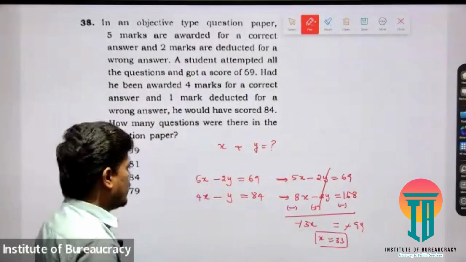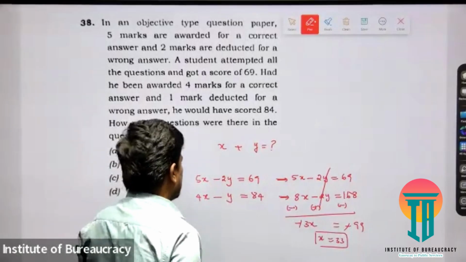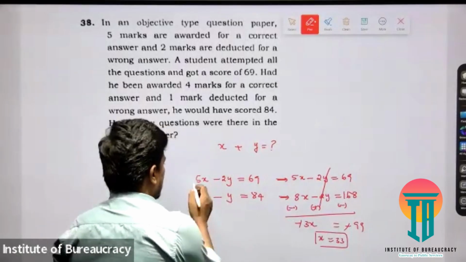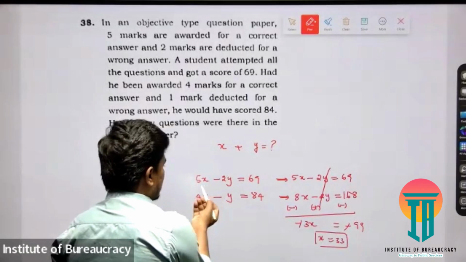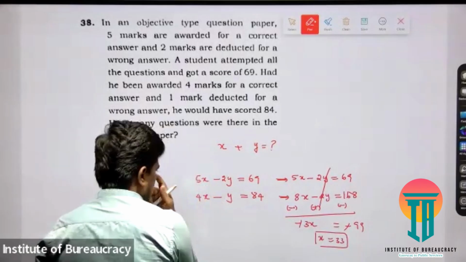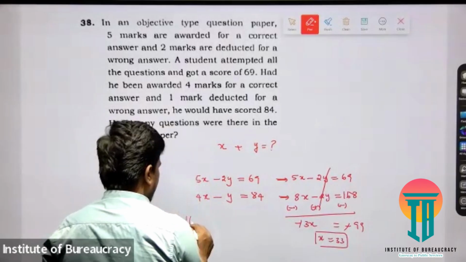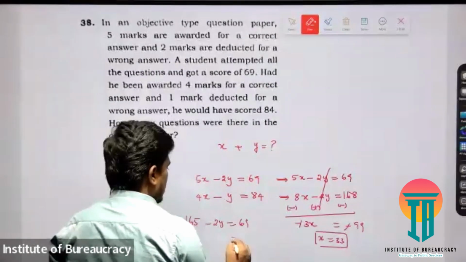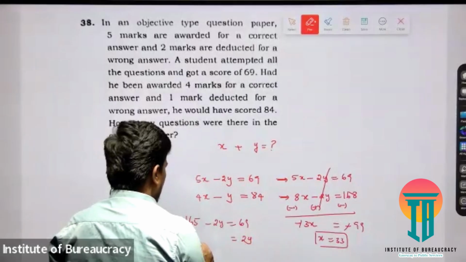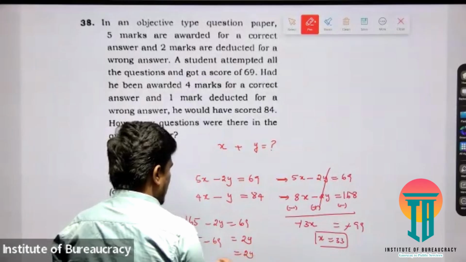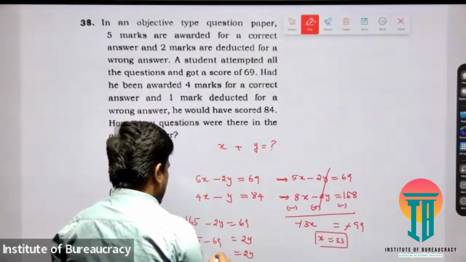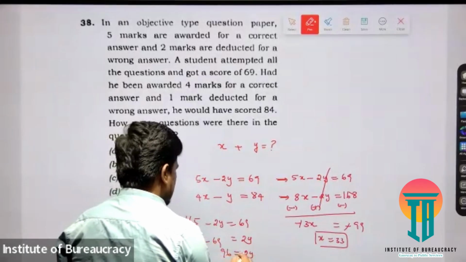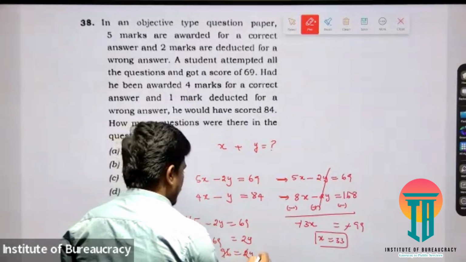Now we have to find the y value. You can substitute here. X value 33 means 5 into 33, 165, minus 2y, this is equal to 69. Therefore, 2y is 165 minus 69, which is 96. That means y is equal to 48.